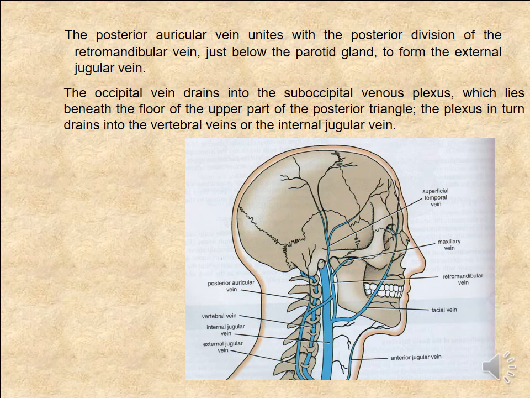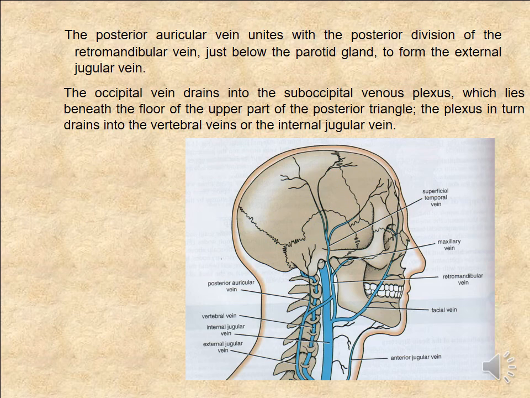The posterior auricular vein unites with the posterior division of the retromandibular vein just below the parotid gland to form the external jugular vein. This is the vein that accompanies the posterior auricular artery. It drains and unites with the posterior division of the retromandibular vein below the parotid gland, and then forms the external jugular vein in the neck.